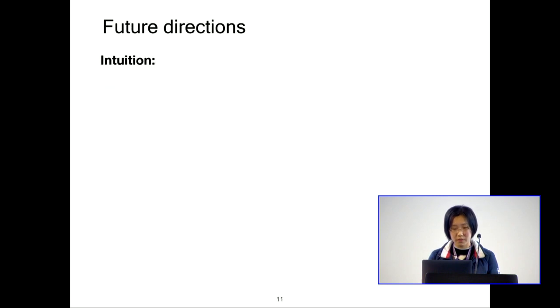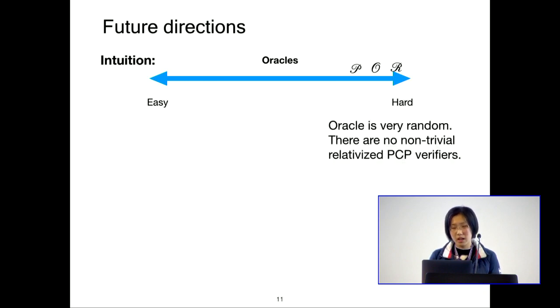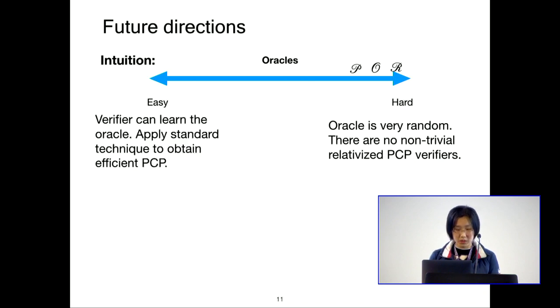So here's the story so far. We have a spectrum of oracles. On the very right-hand side, we have very hard oracles, such as the random oracle, the generic group oracle, and also the low-degree polynomial oracle. And we're able to show that for these oracles, the PCP verifiers cannot compress deterministic or non-deterministic computation at all. And on the very left-hand side, we have very easy oracles, maybe like the identity function or something. The verifiers can very efficiently learn these oracles and then apply standard PCP techniques to construct very efficient PCP proof systems or other probabilistic proof systems.